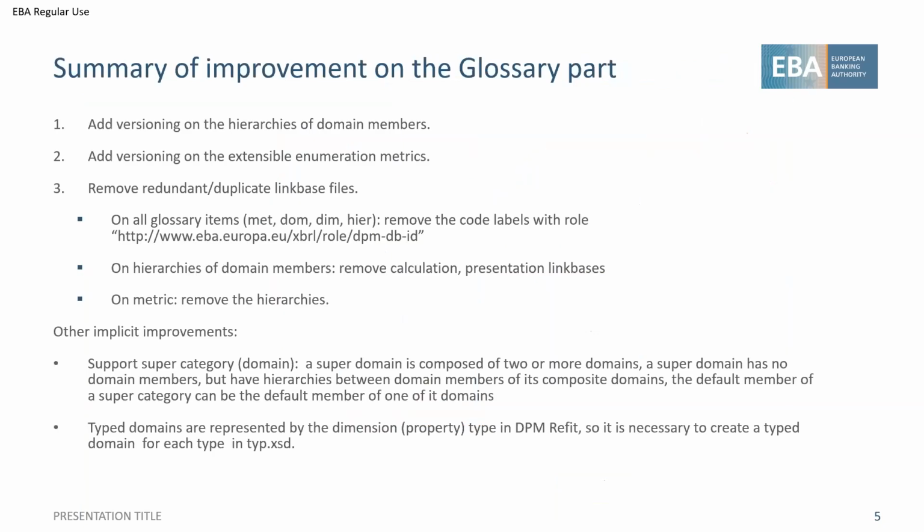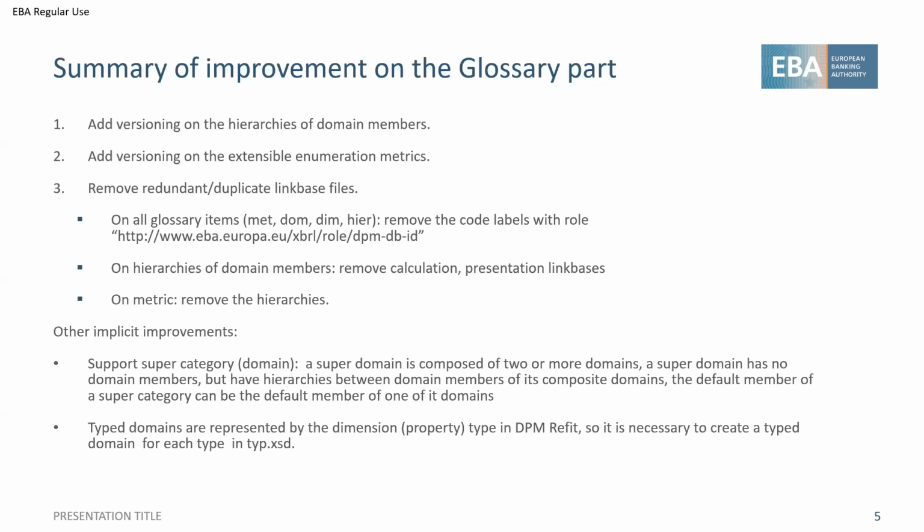So this is a summary of the improvements on the glossary part. I already explained during the presentation, so I will not repeat, but just emphasize the implicit improvements. For example, to support a super category, which is a combination of two or more categories, this is already represented by the architecture. But you should notice that a super category will have no members under its folder, because it just uses the members from the other domains. But it can have its own hierarchies. We will define the different hierarchies between the domain members of its composite domains.